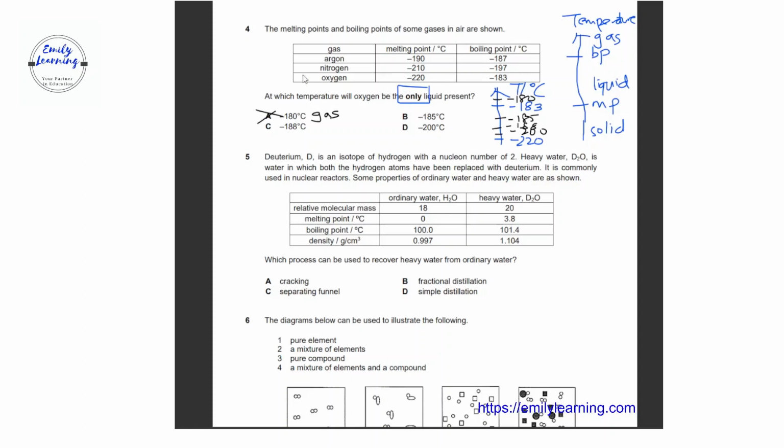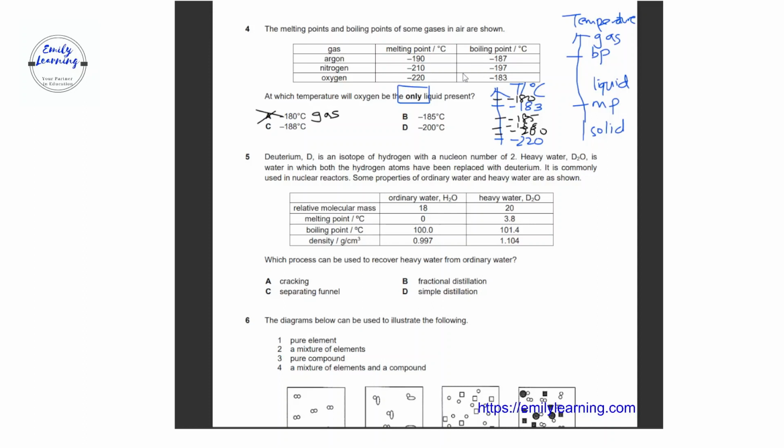So based on checking oxygen, we know that oxygen is a liquid at minus 185, minus 188, and minus 200 degrees Celsius, because these temperatures are in between minus 183 to minus 222 degrees Celsius. When the temperature is in between the melting and the boiling point, a substance is in the liquid state.